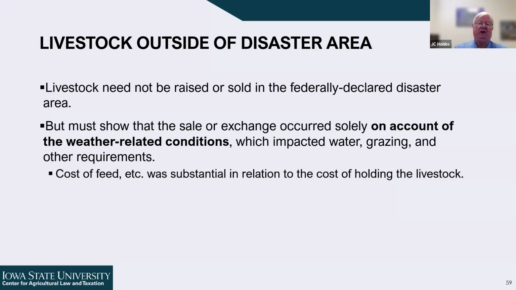We still have the same scenario. We sold more animals due to the disaster. Consequently, we're allowed to do this, even though the animals that we sold were outside the disaster area, because we simply moved the animals in the disaster area to the different pasture. But we have to show that the reason for that sale in excess of normal was due to that weather-related condition, due to the flooding, the impacts of the flooding, etc. It caused loss of either water, grazing, all of those pieces, and that the cost of feed basically was the reason that we got rid of those extra animals. Couldn't afford to keep them.